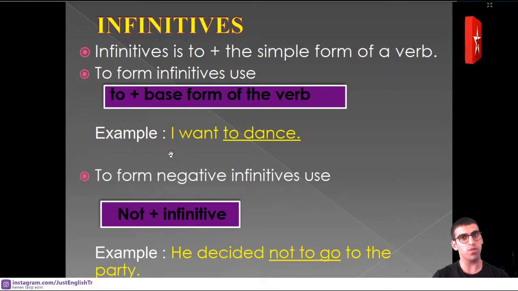Okay, let's talk about infinitives. Infinitive is to plus the simple form of a verb. To form infinitives, we use to, plus the base form of the verb. For example, I want to dance.